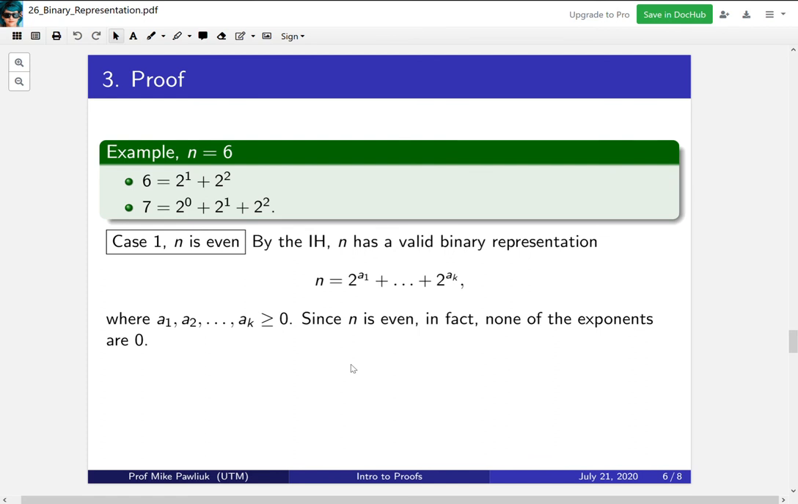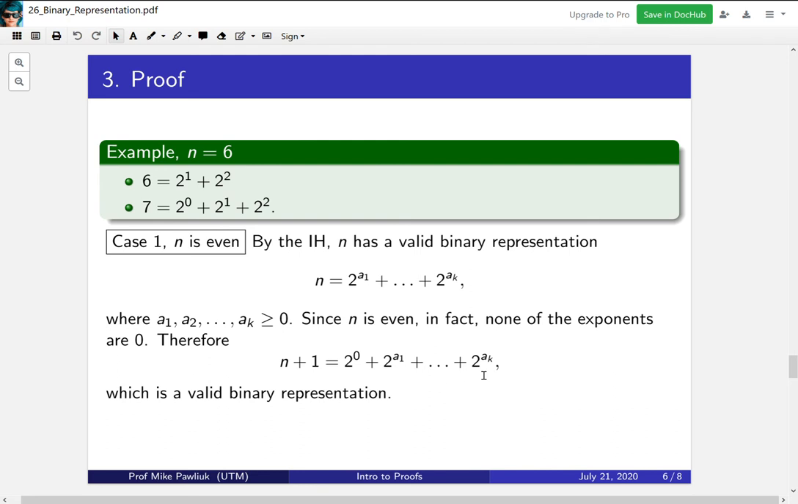So this means that when we're trying to create the representation for n plus 1, we can just jam in this 2 to the 0. That'll be okay. So n plus 1 will be 2 to the 0 plus the representation for n. This 0 won't be represented in any of the a_i's, so this will be a valid binary representation. All of the exponents will be integers, they'll all be non-negative, and none of them will repeat.